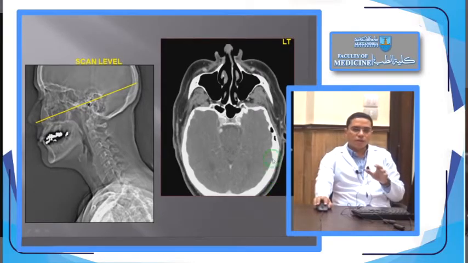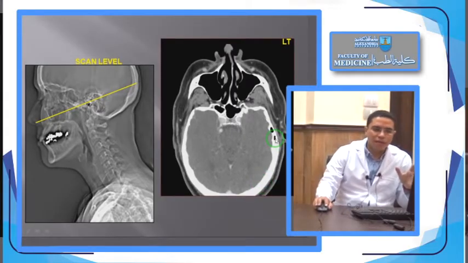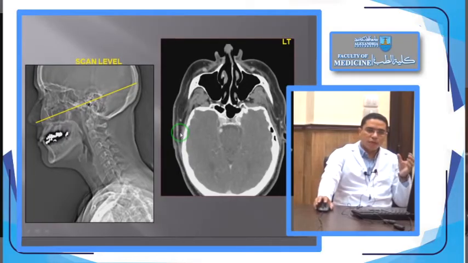Keep in mind that white structures are usually bone due to the presence of calcium inside it, so they appear white like this, or in some lesions you can see white structures which may be calcifications. Very dark or black structures like this are usually air, and the soft tissue usually appears in a gray color with different degrees.